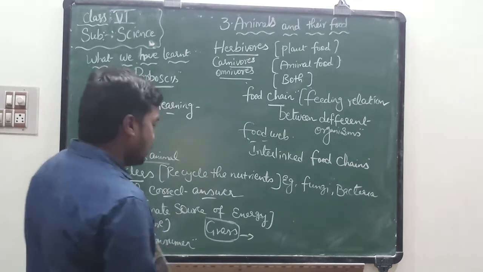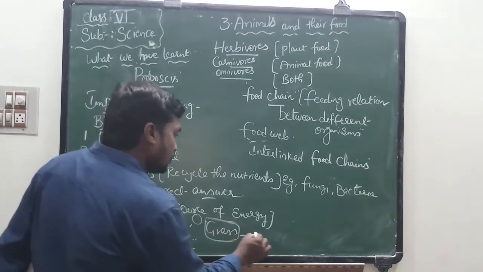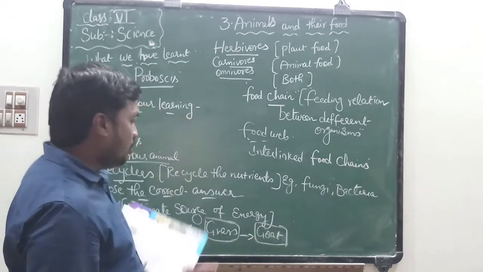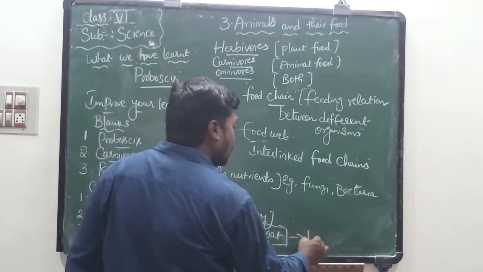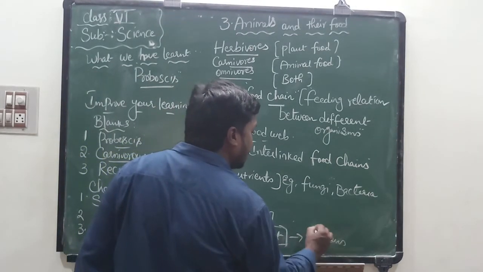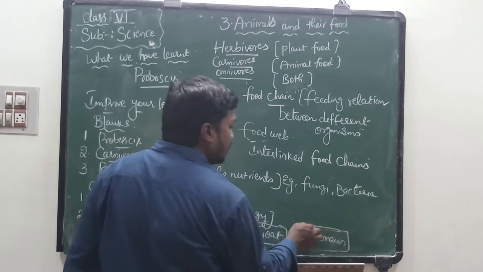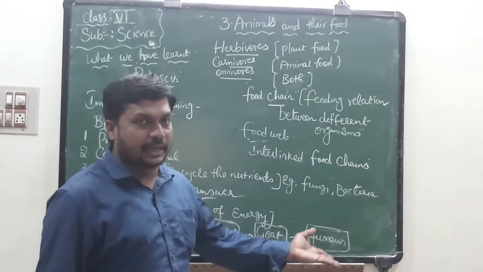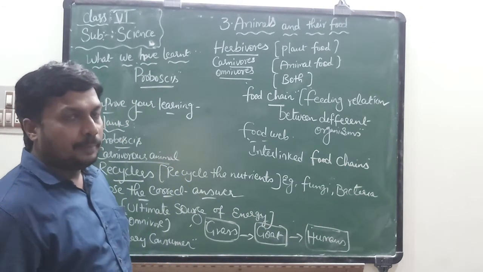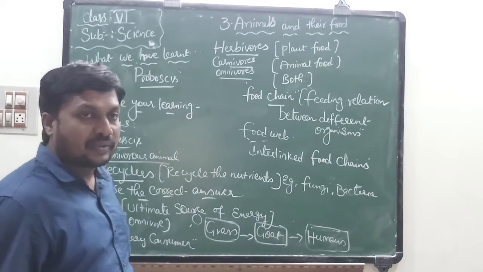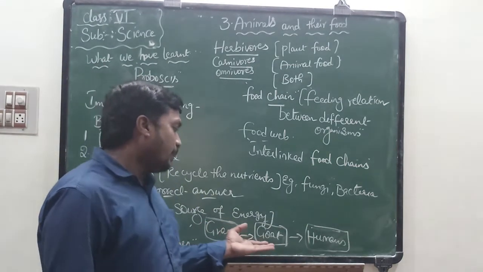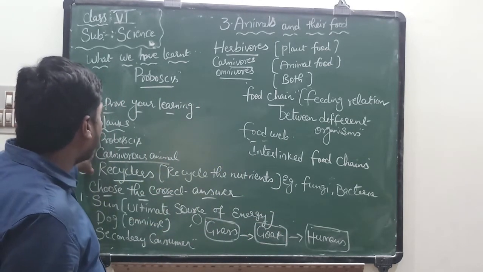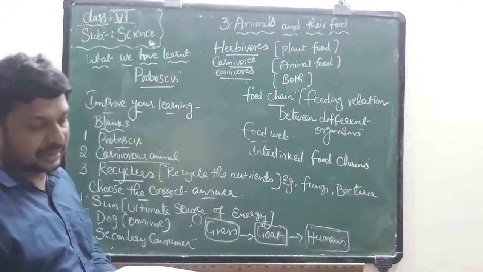Grass is the producer here, which gets energy from sun. Goat is the primary consumer, which depends on grass, and humans here occupy the third position, that is called secondary consumer. So producer, primary consumer, secondary consumer. In this food chain, we are placed at the third level, that is called secondary consumer. So these three are the fill in the blanks. These three are the choose the correct answers.